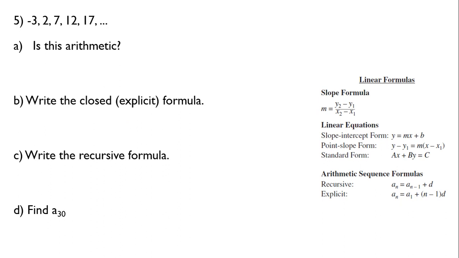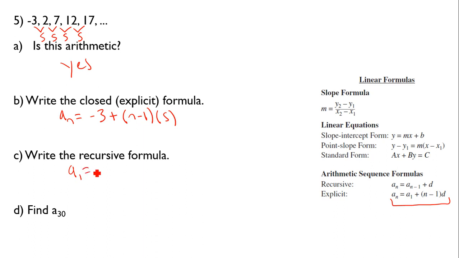Okay, so first off is this one, arithmetic. It appears that we are adding 5 each time. And so it sounds like it should be arithmetic. Let's write our explicit formula. So a sub n equals a sub 1, so that's negative 3, plus n minus 1, times our common difference of 5. Recursive, remember we have to say a sub 1, which is negative 3. After that, we'll plug it in here. So a sub n equals a sub n minus 1 plus d, so plus common difference of 5.